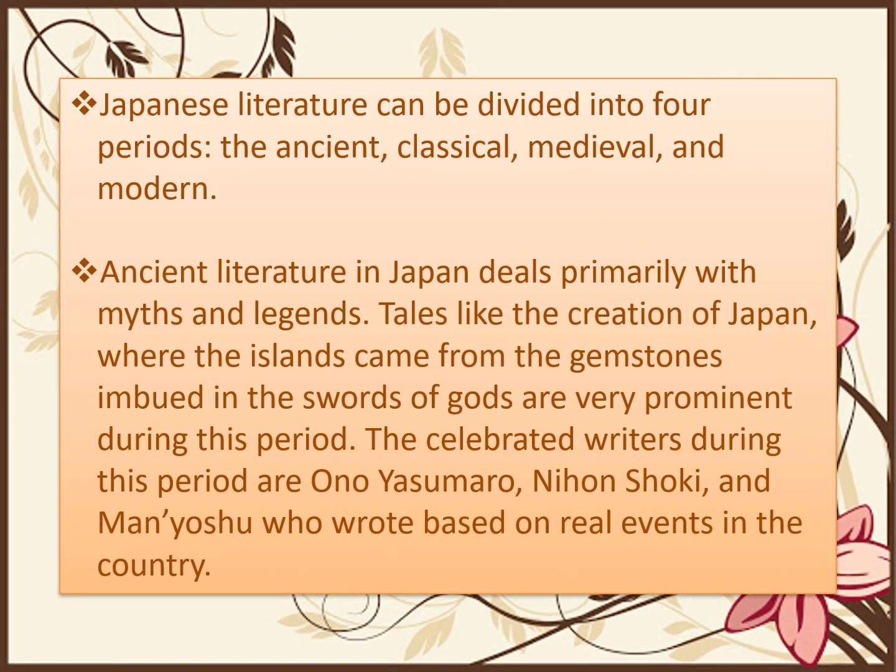Japanese literature can be divided into four periods: the Ancient, Classical, Medieval, and Modern. Ancient literature in Japan deals primarily with myth and legend. Tales like the Creation of Japan, where the islands came from, and gemstones imbued into the words of gods are very prominent during this period. The celebrated writers during this period are Ono Yasumaru, Neho Shoke, and Man Yushu, who wrote based on real events in the country.